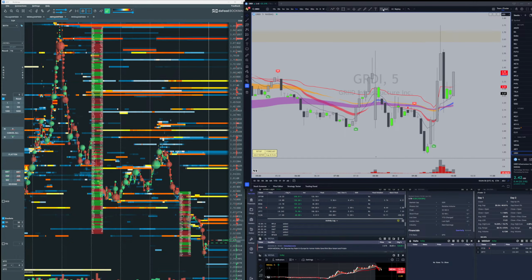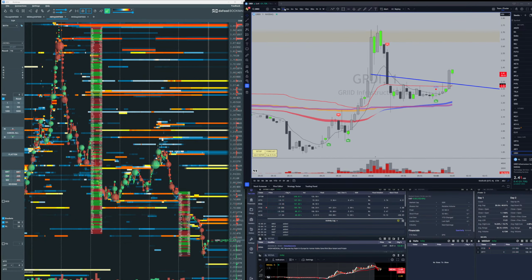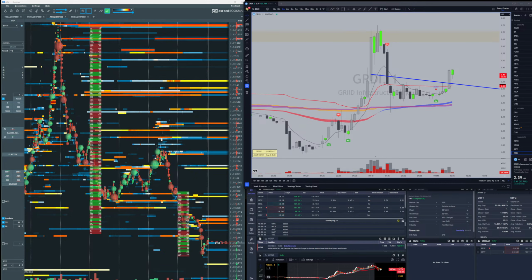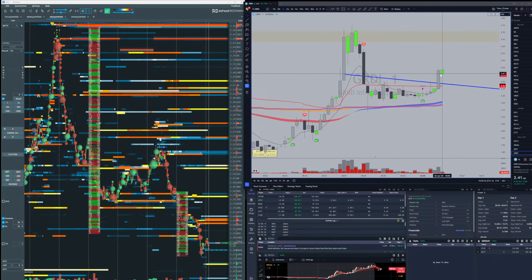Long setup over here, confirm, at 238. Risking 230. So this is a long setup, confirm over here. Our risk is 230. This is the zone to trade, 238, 240, 237 if we have dips. Target over here, 250s, 260.